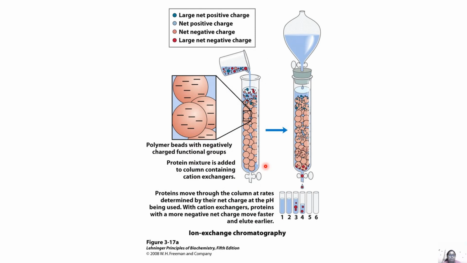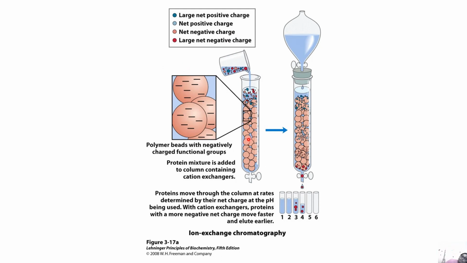For example, ion exchange chromatography. If we look, the deep blue proteins have a large net positive charge. The light blue ones have a net positive charge. The orange ones have a net negative charge, whereas the red ones have a large net negative charge.